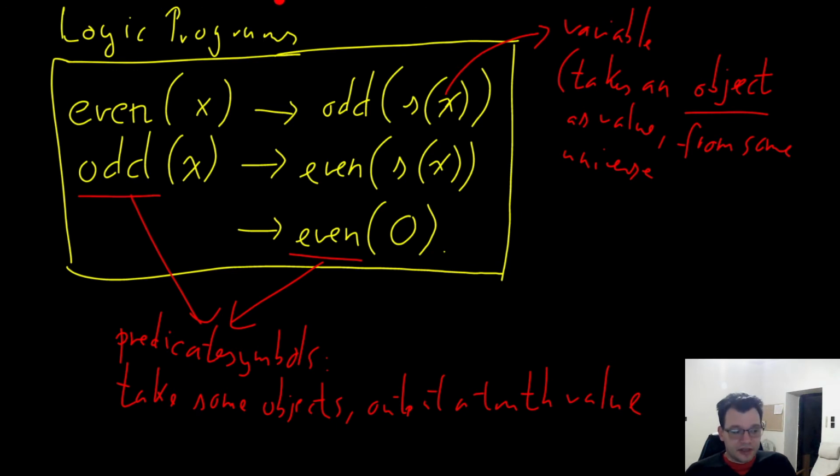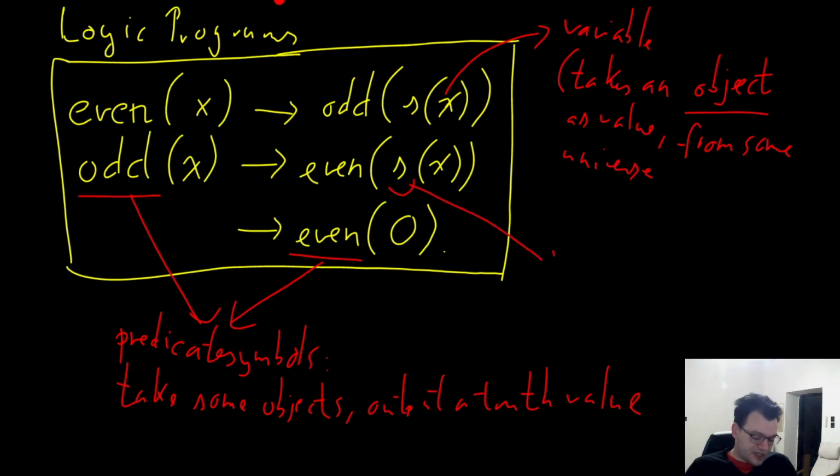Now, in the beginning, there will be only two truth values, the true and the false. True will be denoted by 1 and false will be denoted by 0. Now this S here is something else because, as we've discussed, even takes an object, which means that S should output an object and not a truth value.